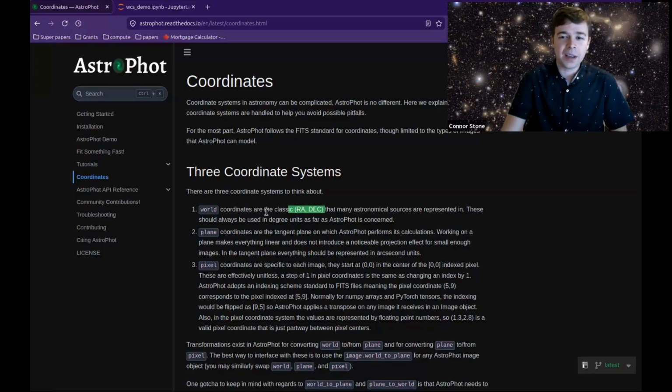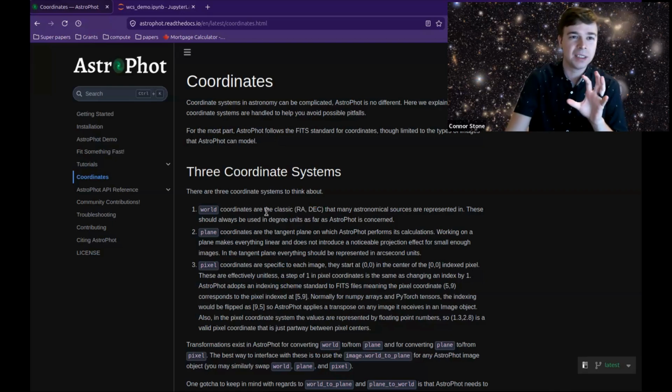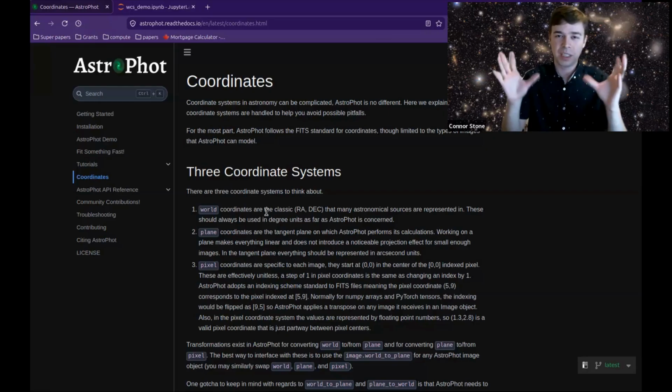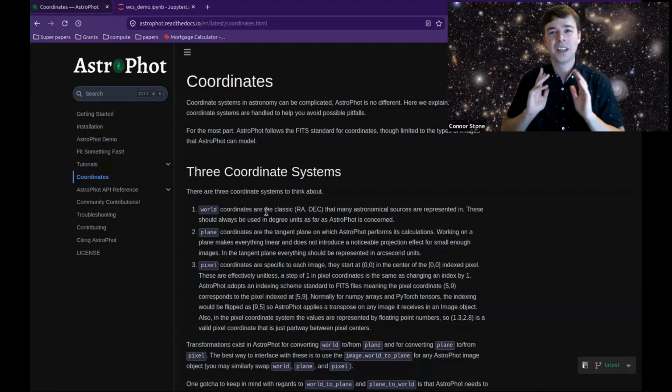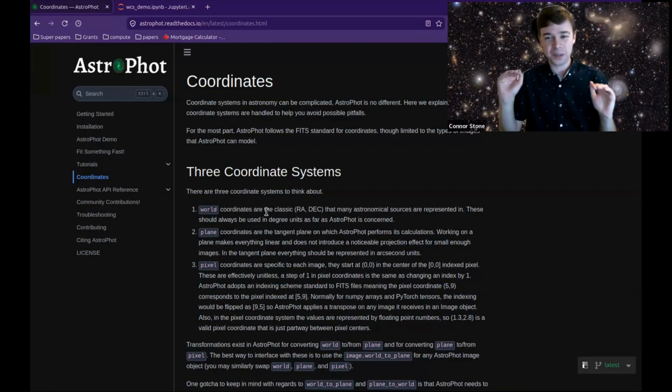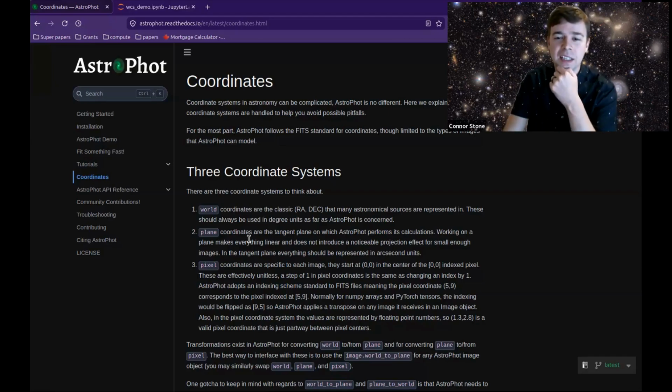But world coordinates are polar coordinates, which means that modeling or representing some sort of extended object in world coordinates is kind of terrifying. So AstroPhot does not use the world coordinates when it's doing its modeling. Instead, it uses the tangent plane.